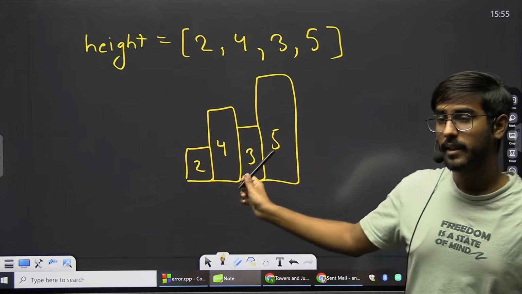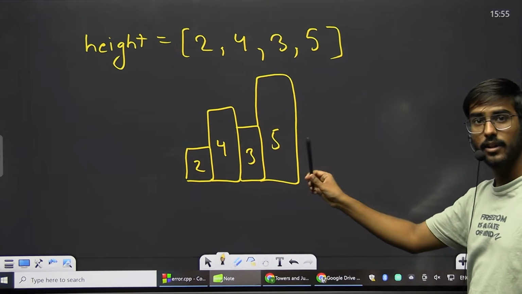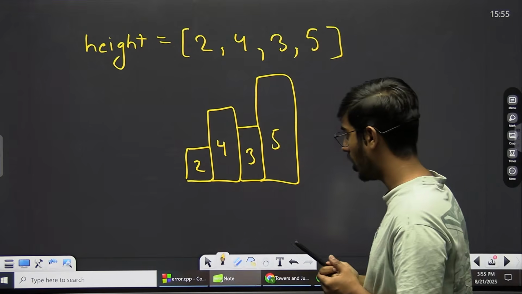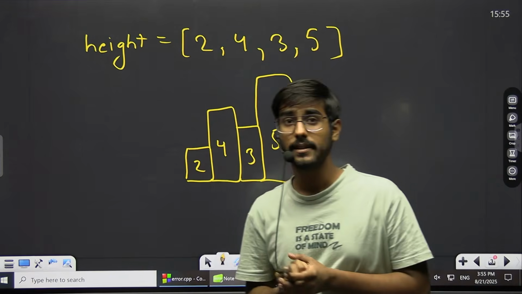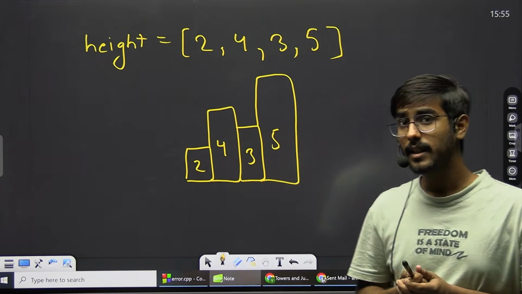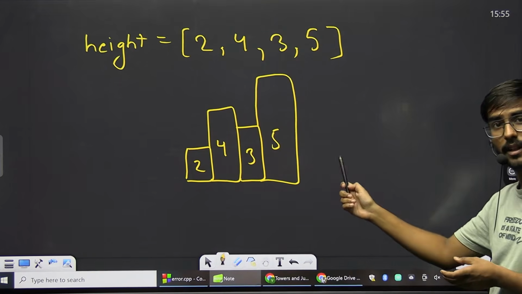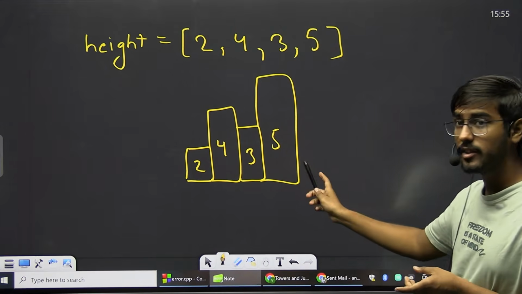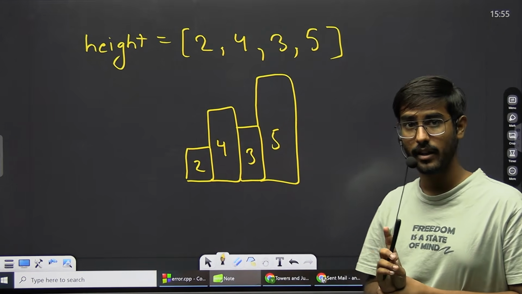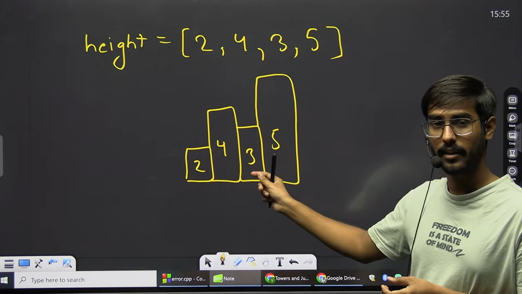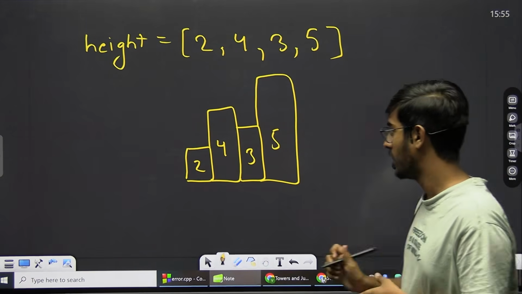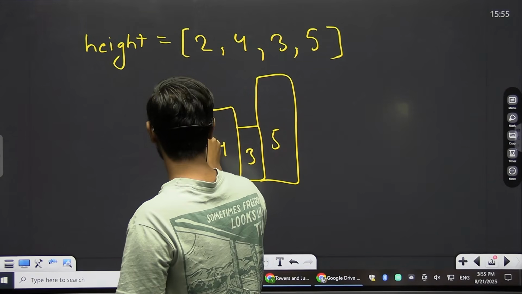So these 4 buildings are given with heights 2, 4, 3 and 5. Now what the problem statement is saying is that a person can make jumps on each of these buildings. First we have to understand that on each of these buildings a person will be standing. All of the people are different, and on each building one person is standing. Let's say one person is standing here.